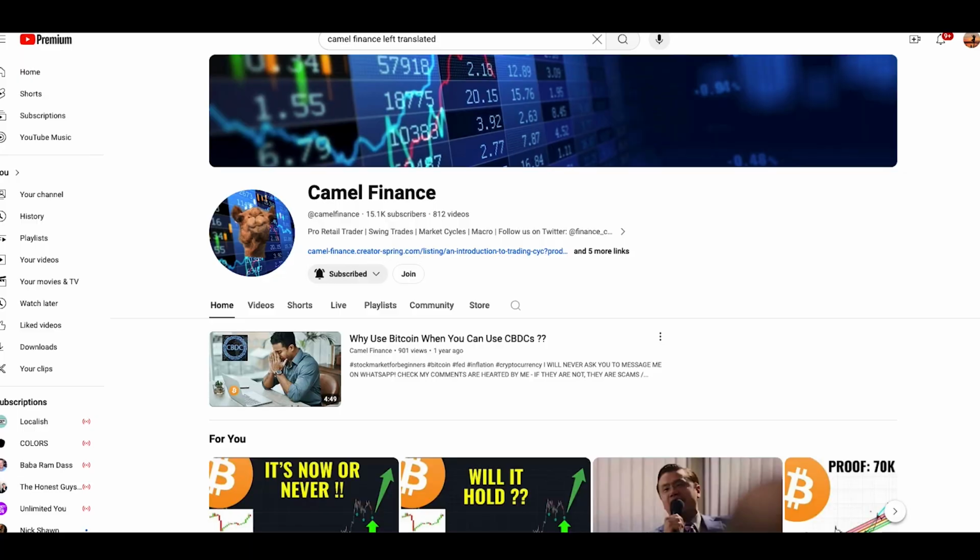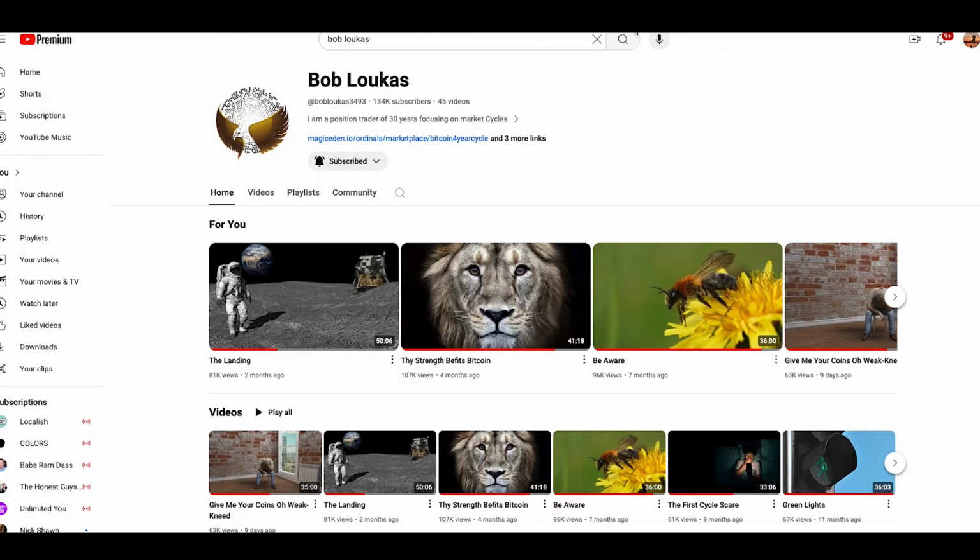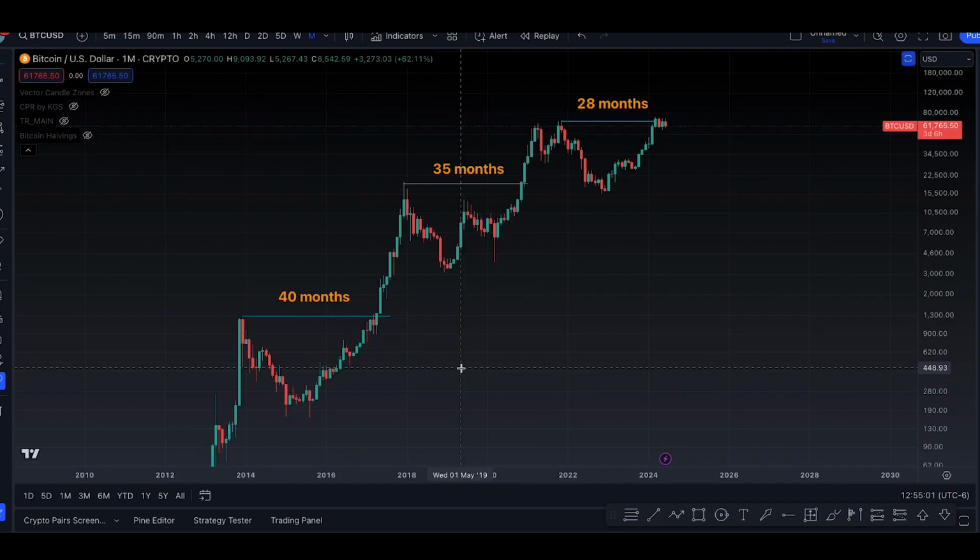Now between Camel Finance, Bob Lucas, even Lark Davis, they have all spoken about a left translated cycle. What a left translated cycle simply means is that the top would come early. To give credence to the idea of an early top, or the fact that our cycle is ahead of schedule, we can look at the prior cycles. This one took 40 months to break the all-time high. This one took 35 months to break the all-time high, doing so in 2020. And the current cycle that we're in broke the all-time high in 28 months.